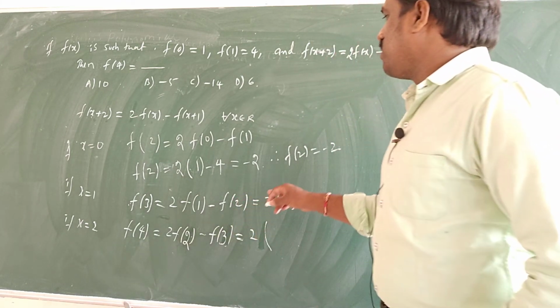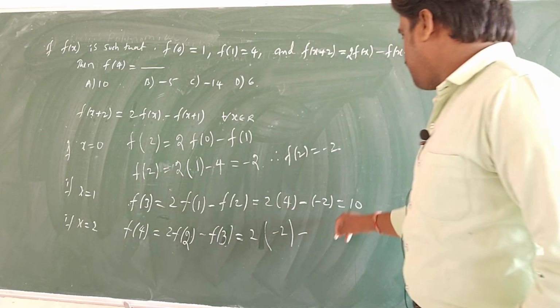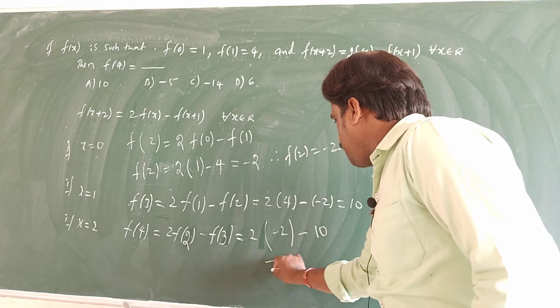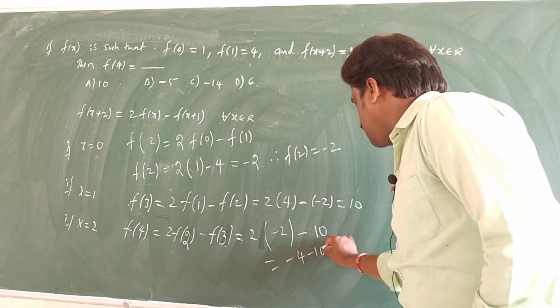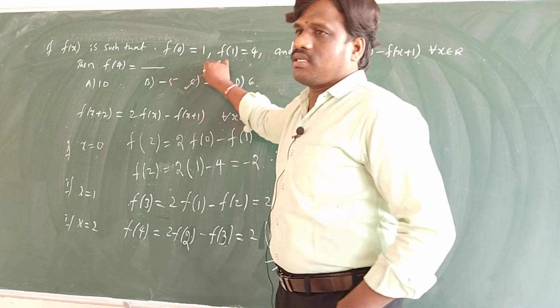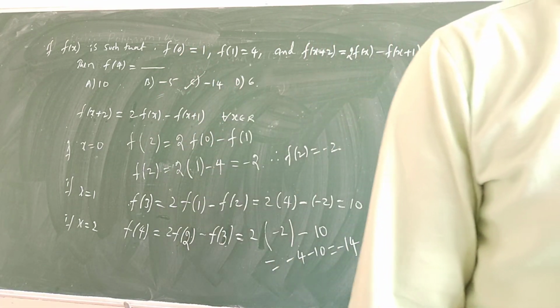f of 2 is how much? Minus 2. Minus f of 3 is how much? 10. So what you get here? Minus 4 minus 10. How much here? Minus 14. So option C is the right answer. है ना मिस्टर प्रथमेश?